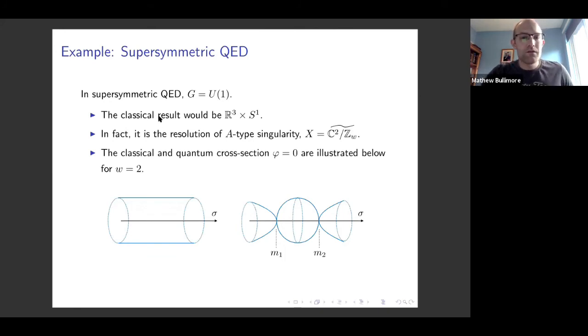Are there upper bounds on the gauge group rank? No, I don't think so.